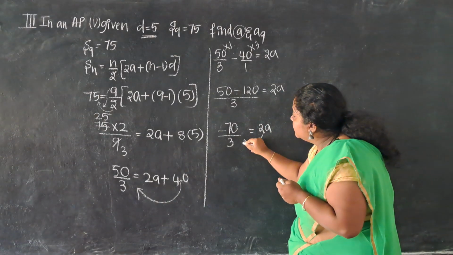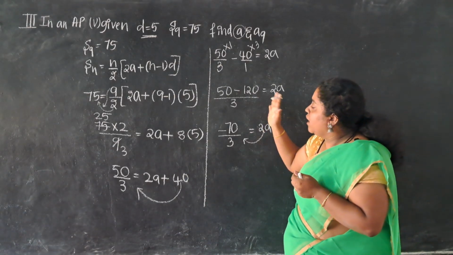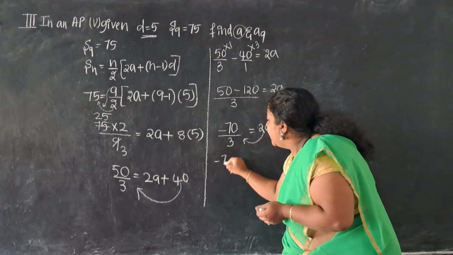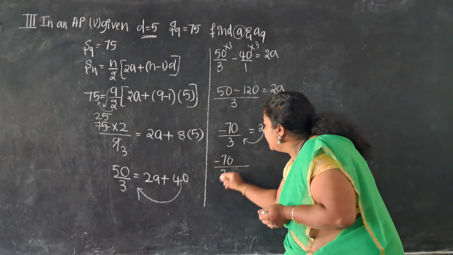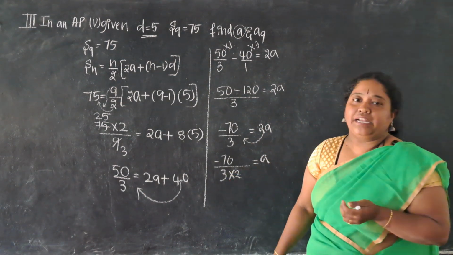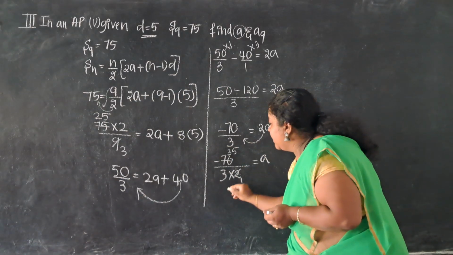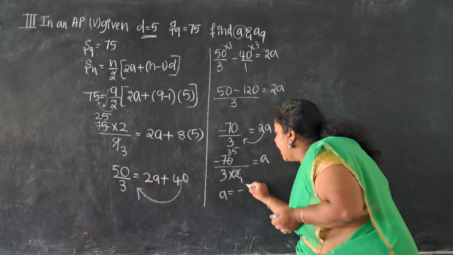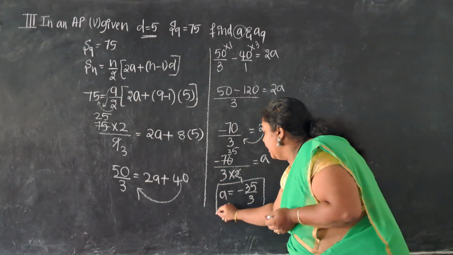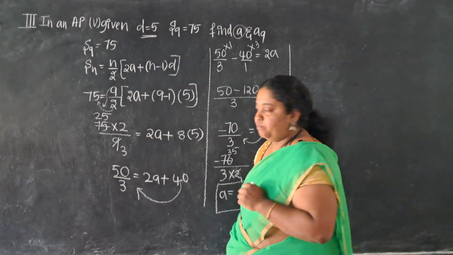Now I'll bring 2 to this side, dears. What it will become? Multiplied 2a when come to the other side turns to be divided. So what I'll be having? Minus 70 divided by 3 and 2 also come to the denominator because multiplication turns to be division. 2 1s are 2, 3s are 6, 2 5s are 10. So A, I got it as minus 35 by 3. Understanding? This is the A value, dear. A is equal to minus 35 by 3.